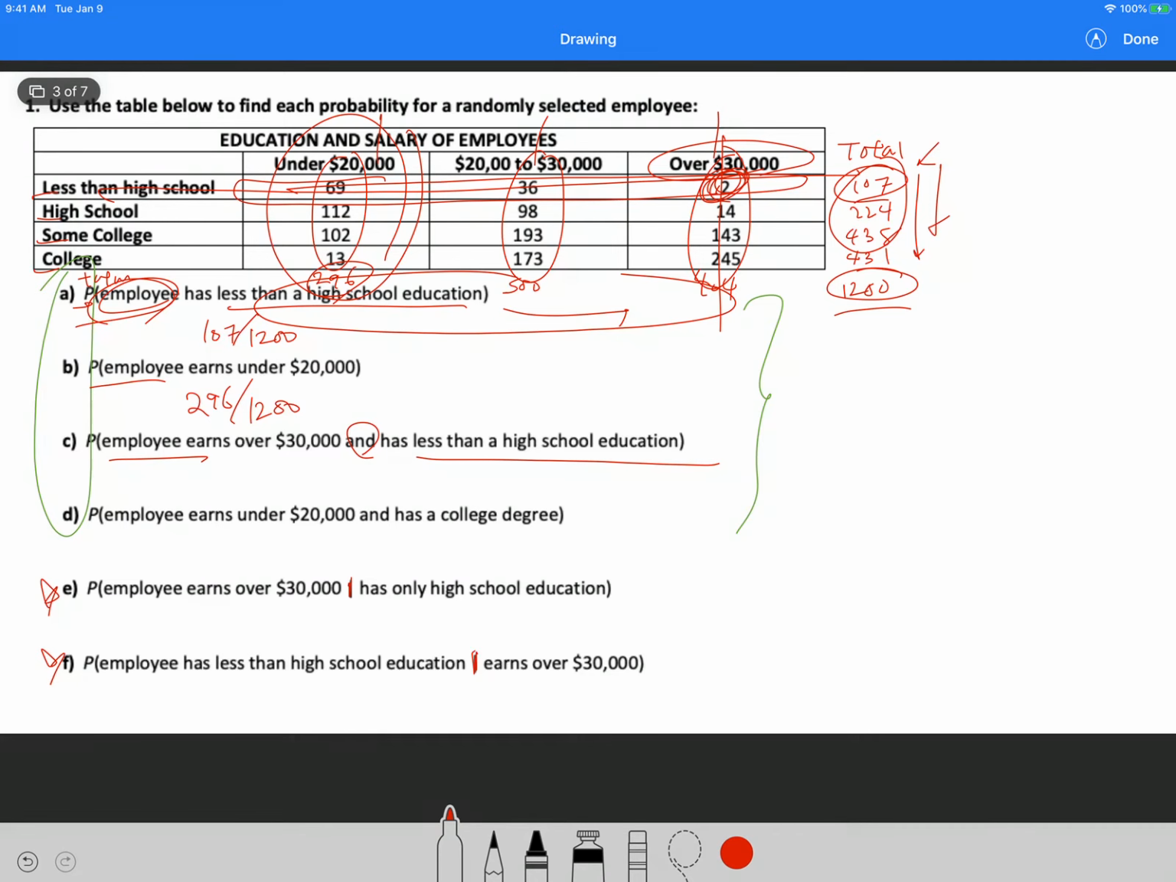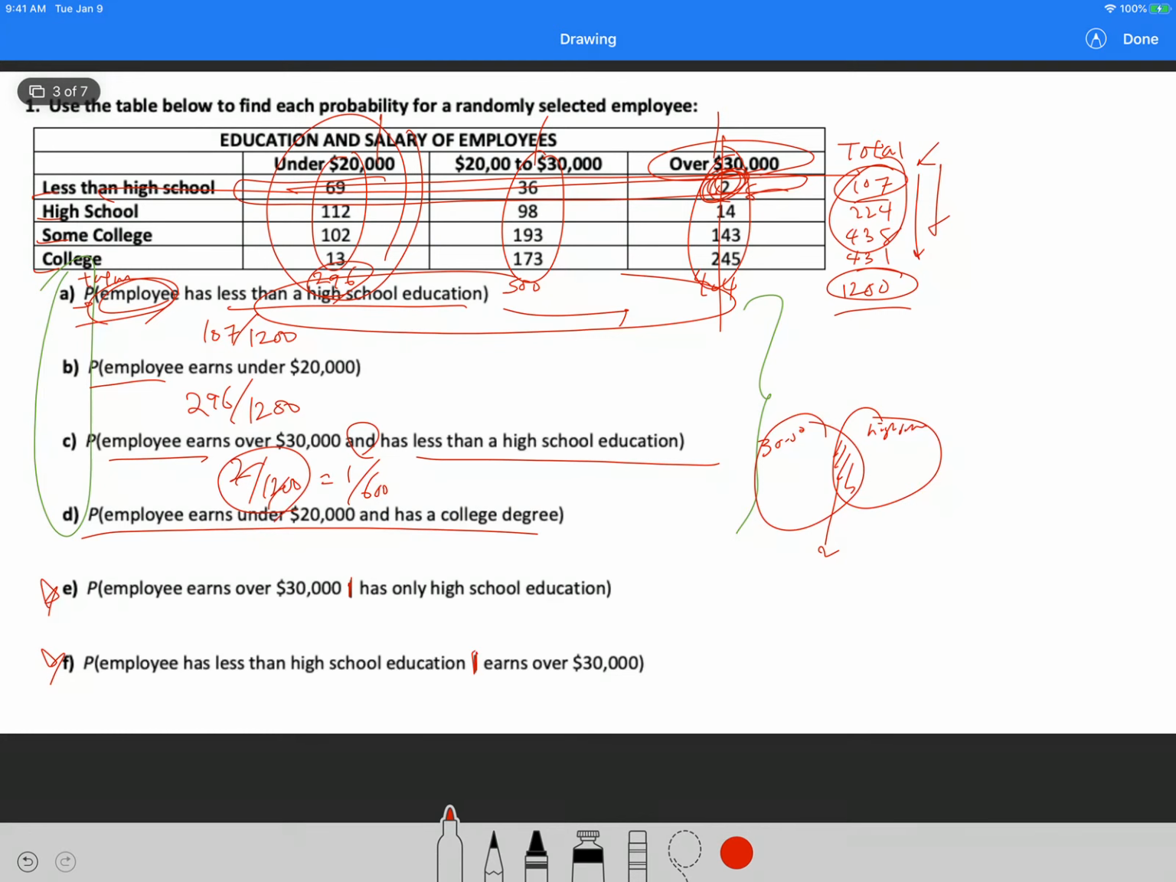So it's an "and" situation. People that have over 30,000 and people who have less than a high school education, the only people that overlap those two, there's only 2 of them that match that description. So that's 2 out of 1,200. You can reduce it to 1 over 600.